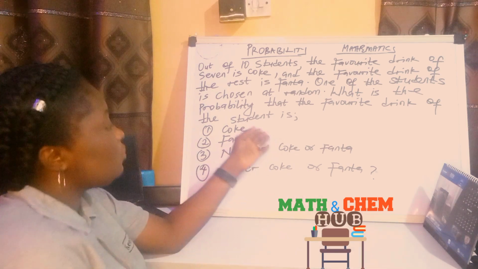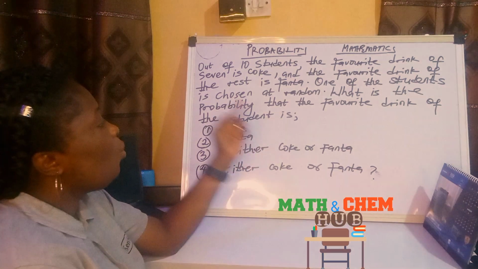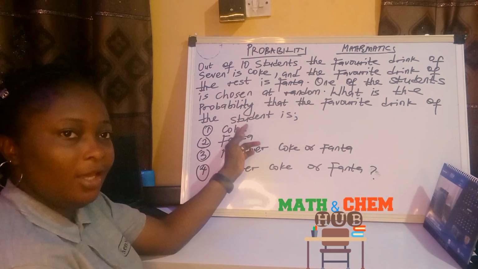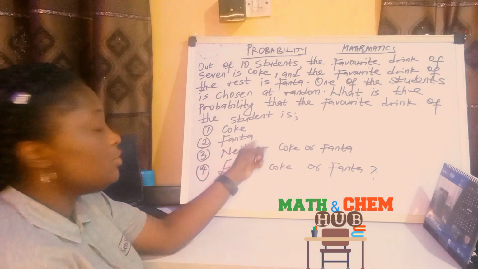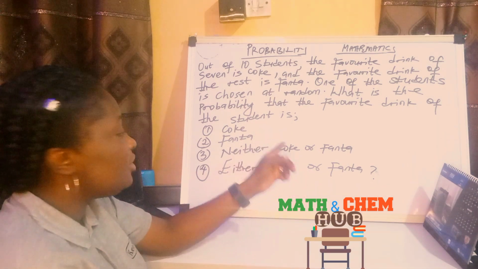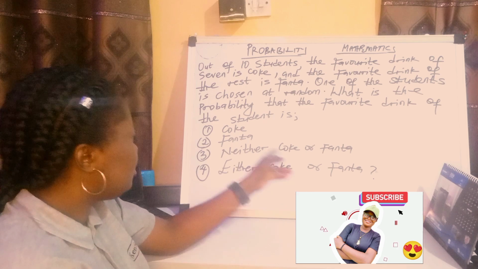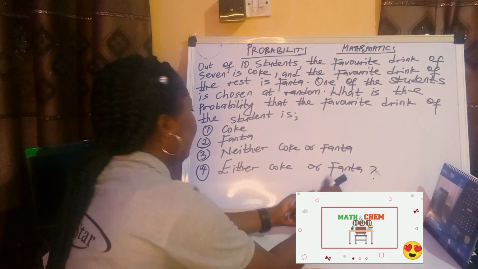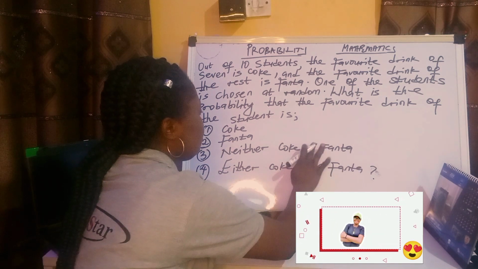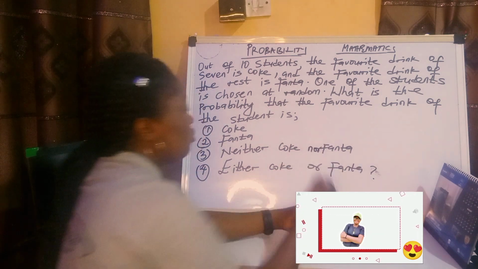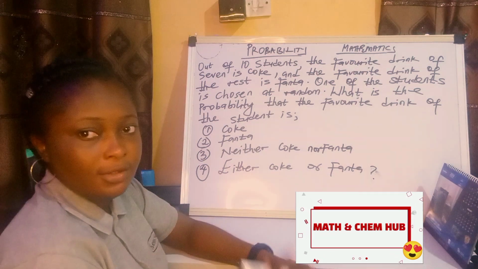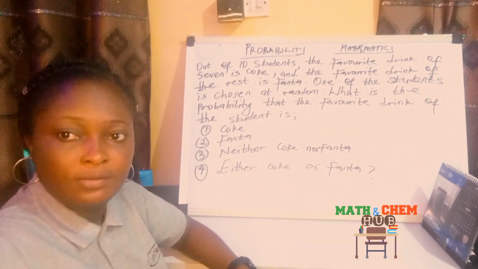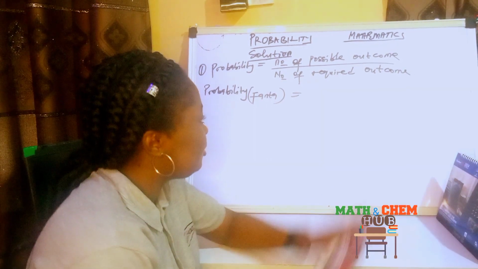Now, the question says, what is the probability that the favorite drink of the student is: number 1, Coke; number 2, Fanta; number 3, neither Coke nor Fanta; number 4, either Coke or Fanta. I'm going to solve it one after the other. Now let's go straight to the questions.